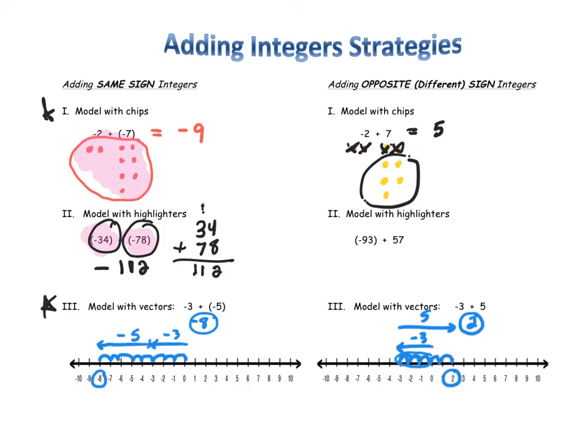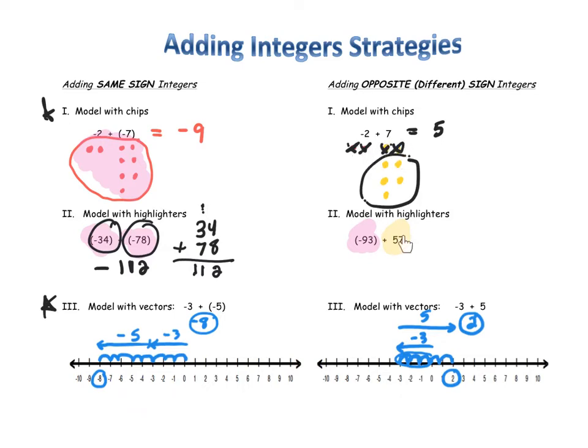So this is the answer when I add negative 34 and negative 78. This time, the next problem asked me to model and add a negative 93 and a positive 57. So I'm going to start by modeling, or by highlighting in pink, my negative 93, but my 57 I'm going to highlight in yellow, which is my positive color.